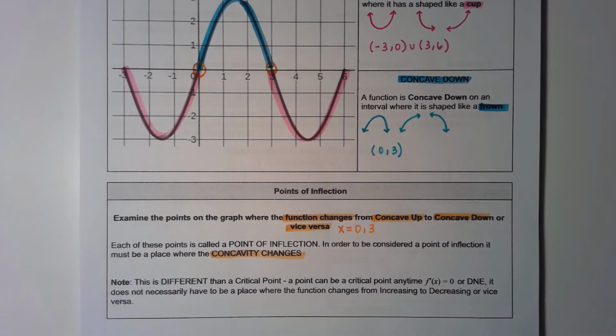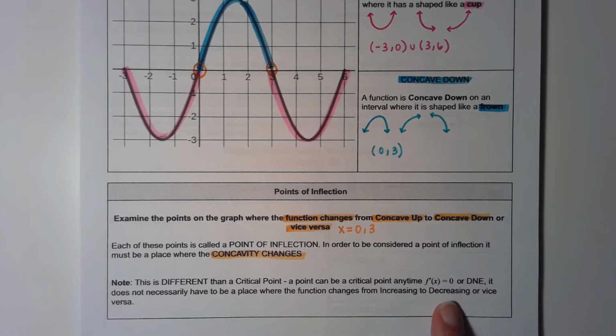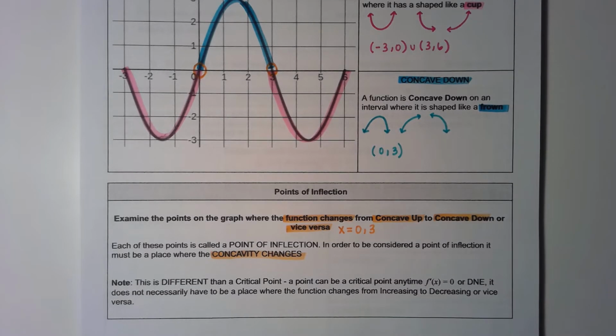In this case, for a critical point, it did not necessarily have to be a place where the function actually changed from increasing to decreasing or vice versa. We never said that. It was just a place where the derivative was equal to 0 or does not exist. Points of inflection are different. Points of inflection, it has to be a place where the concavity changes. If the concavity doesn't change, then it doesn't count as a point of inflection.